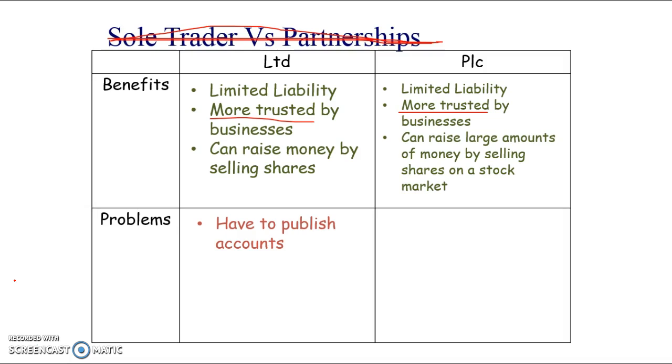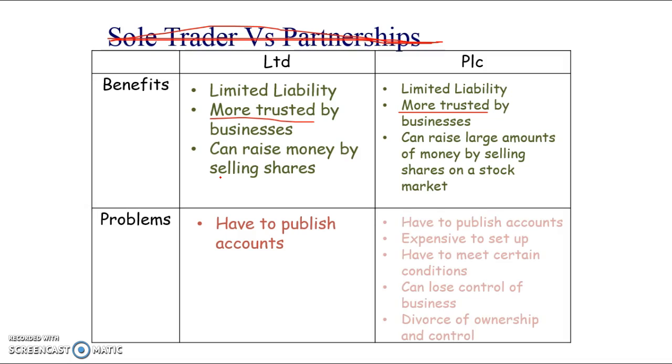They might have a lower interest rate because banks trust them more. They might have more customers because they're more recognized, and people feel safer doing business with them. We know that one of the main advantages from sources of finance is you can raise large sums of money by selling shares on a stock market. So these are going to be more significant amounts of money that you can raise than an LTD is going to be able to raise through selling shares to friends and family, because that's going to be a very limited market that you're going to be able to sell them to.